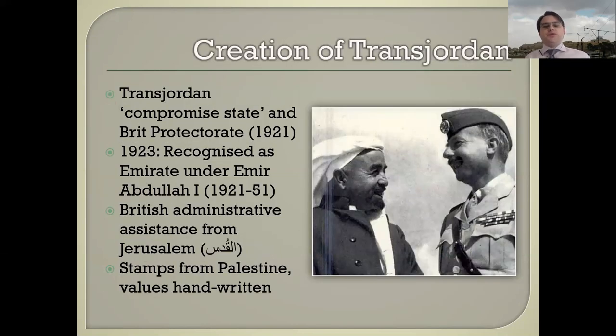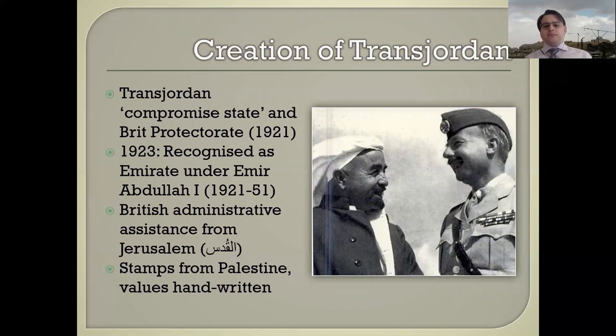So Transjordan, in a sense, was a compromised state. It was a British protectorate, and it wasn't until 1923 that it was recognized as an emirate under Emir Abdullah I, who we see pictured here to the left with John Glubb, who was known as Pasha Glubb. This was a British military advisor who was quite close to the Emir at the time, and it became problematic because British assistance and what some perceived as interference would affect the monarchy's image, especially in the 50s when we saw the rise of Republican nationalism that argued that monarchies were basically puppets of the British and puppets of colonial powers.